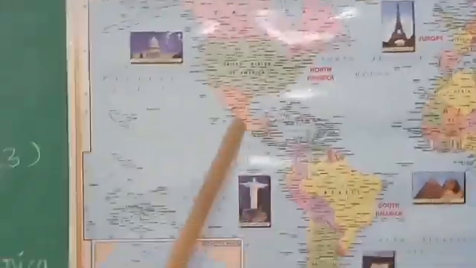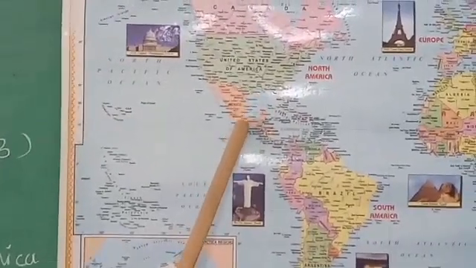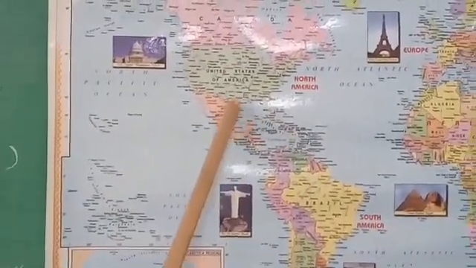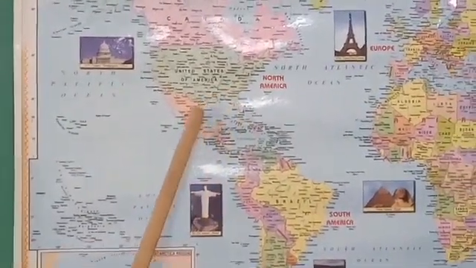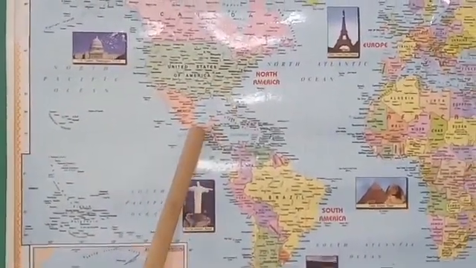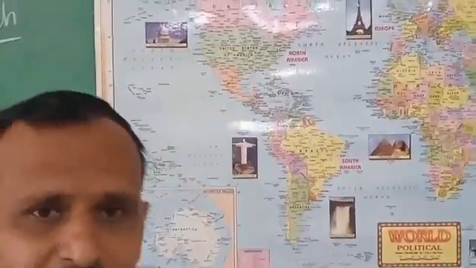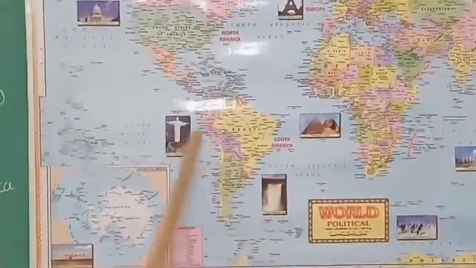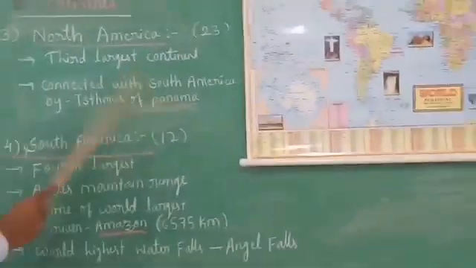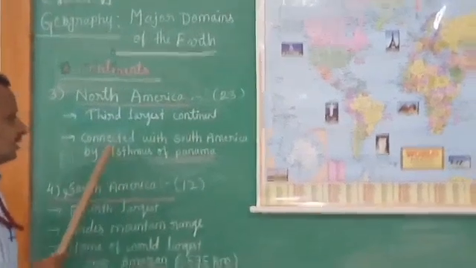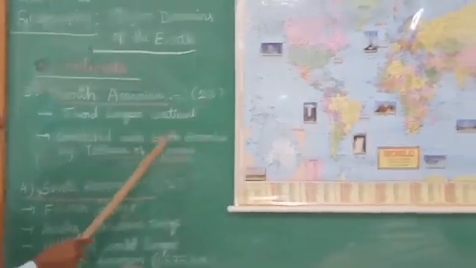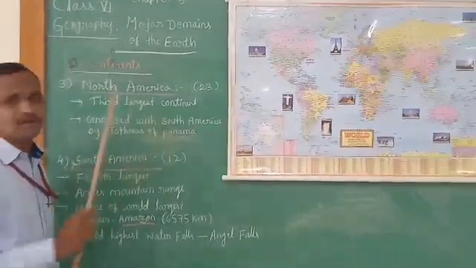See here, this is the Gulf of Mexico. I already told you the meaning of Gulf. It is a deep inlet of the sea surrounded by land, with a narrow mouth. This North America continent is connected with the Isthmus of Panama. Children, I repeat once again: the North America continent is connected with South America by the Isthmus of Panama.